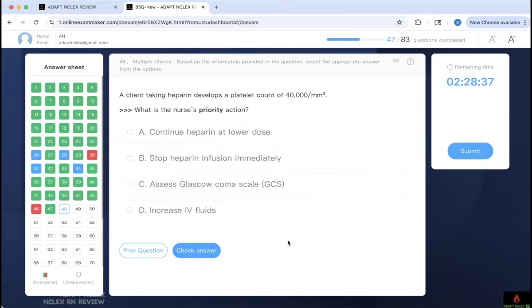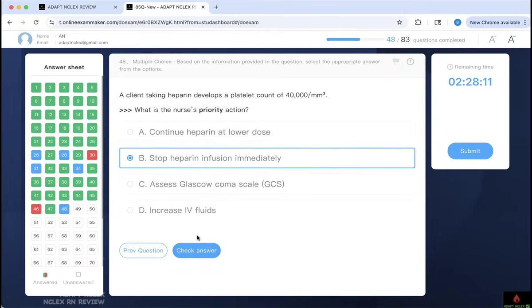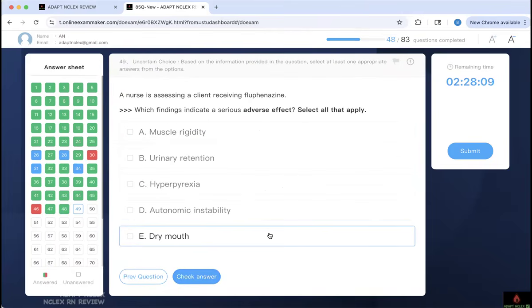A client taking heparin develops platelets of 40,000. What is the next priority action? Your platelet is low. If you take heparin, you have heparin-induced thrombocytopenia. Continue the heparin and lower the dose. Stop the heparin infusion. Assess the GCS and increase IV fluid. If your platelet is low because you're taking heparin, you should stop it. This is a no brainer.